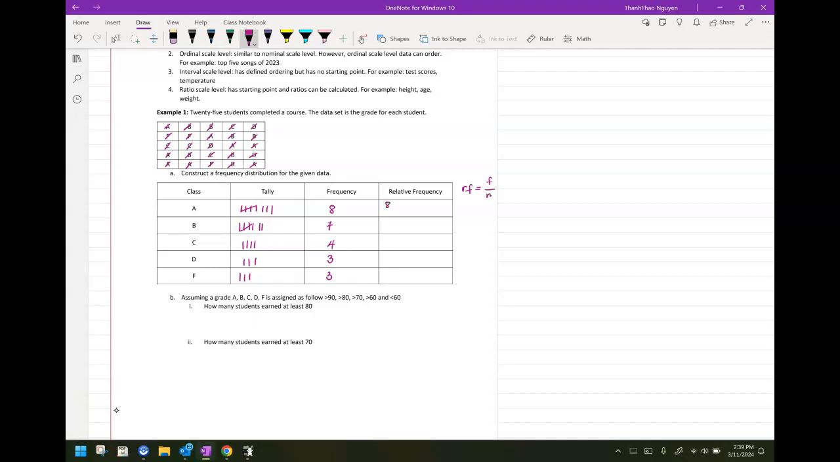The relative frequency, called RF, is equal to the frequency divided by the total number of data. So the first one is 8 out of 25, 7 out of 25, 4 out of 25, 3 out of 25, and 3 out of 25. Note that the total of relative frequency is equal to 1. Let's calculate this in decimal form and round it to 3 decimal places. 0.825. This is 0.32.